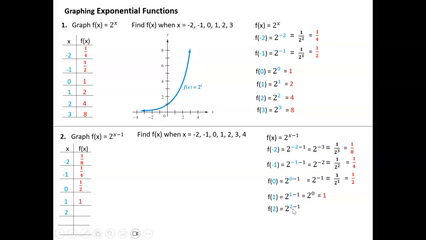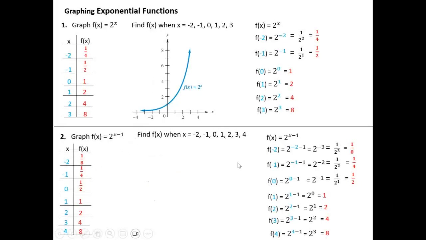When we evaluate f of 2, it's going to be 2 to the power of 2 minus 1, which gives us 2 to the first power, and the result will give us 2. So when x is 2, my y is 2. When x is 3, it's going to be 2 to the 3 minus 1 power, which will give us 2 to the second power, which is 4. So when x is 3, my y is 4. And finally, let's plug in 4 for the x. So it'll be 2 to the 4 minus 1, which will give us 2 cubed. The answer will give us 8. And the graph, let me go back.